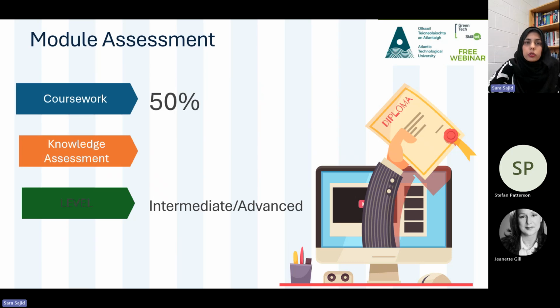If we talk about the module assessment, then it is 50% coursework, and the knowledge-based assessment is also 50%. In the knowledge-based assessment, we go for the submission of reports or assignments, and it will include two assignments, each carrying 25 percent. If we talk about the level, then it's an intermediate to advanced level module.